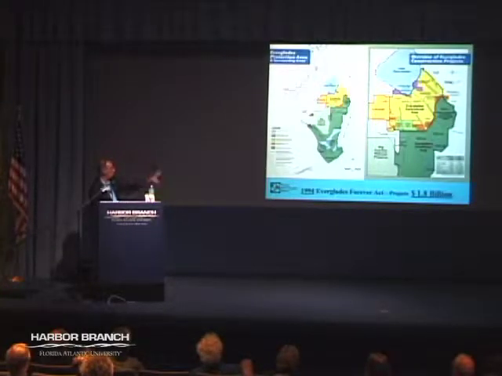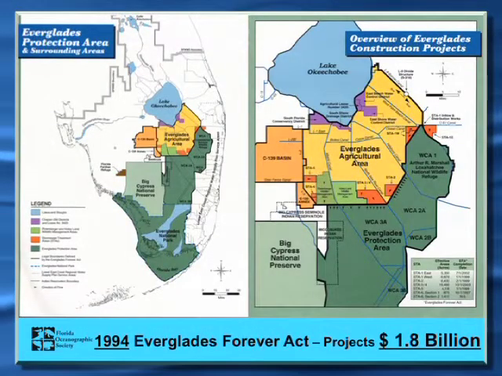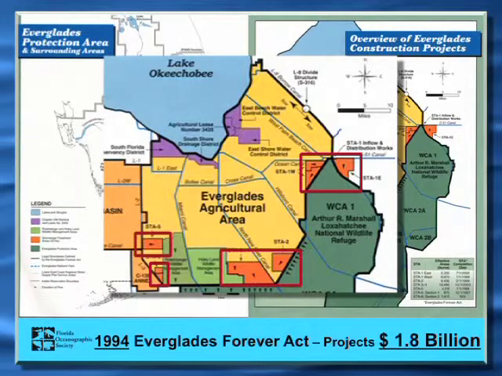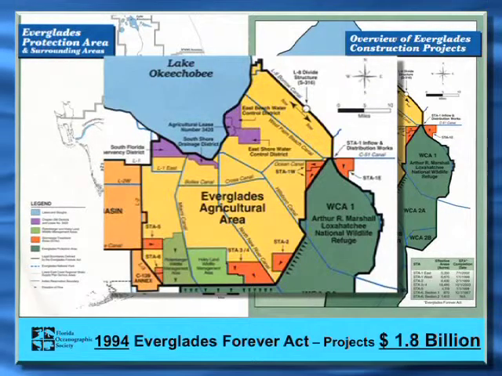So the state was basically brought to task by the federal government through the national park in 1988, and it was settled in 1994 with the Everglades Forever Act, and we spent about $1.8 billion to build those orange areas you see there called stormwater treatment areas. They're man-made marshes about 1 or 2 feet deep with plants in them that take up the nutrients like phosphorus and allow that water to be treated before it goes south. And so that's what happened with one of the restoration efforts.